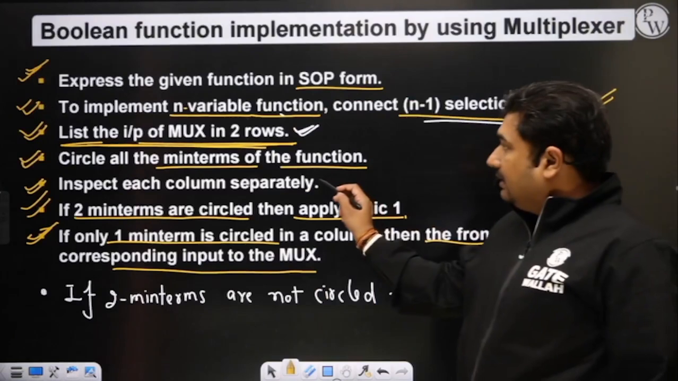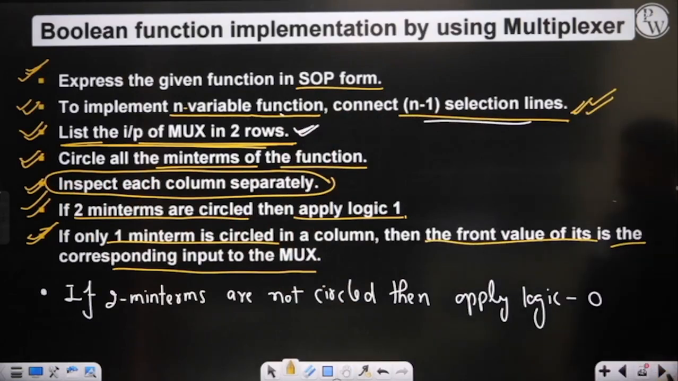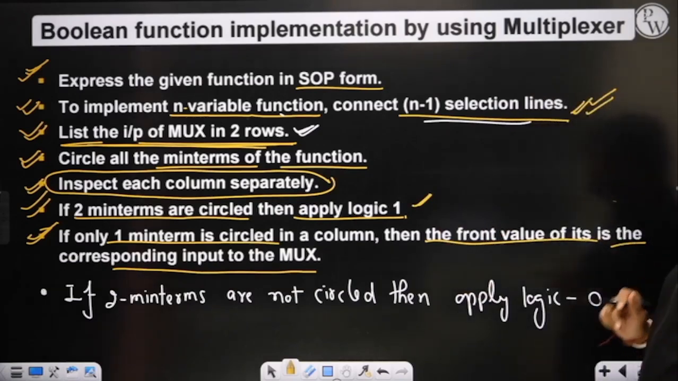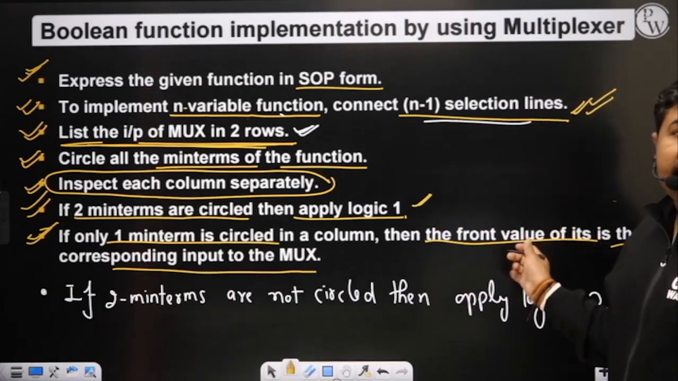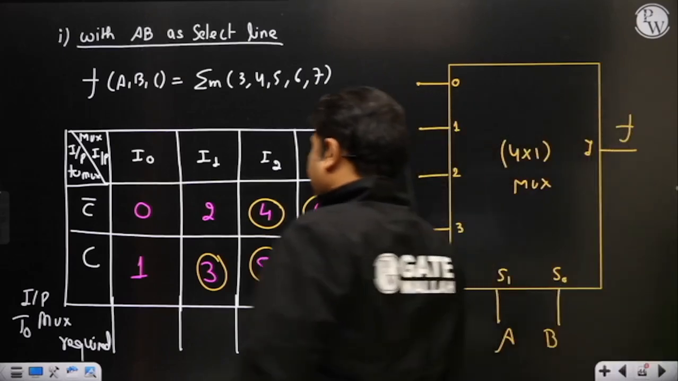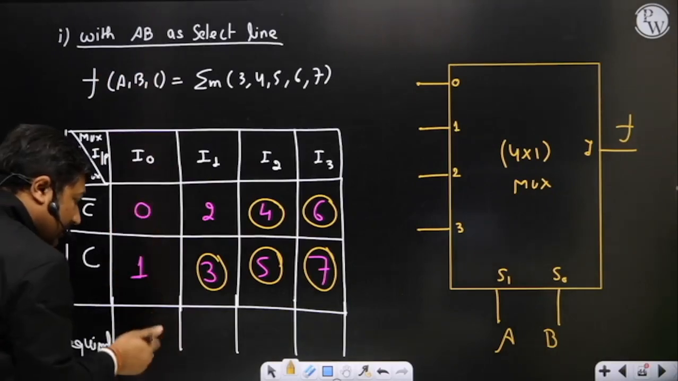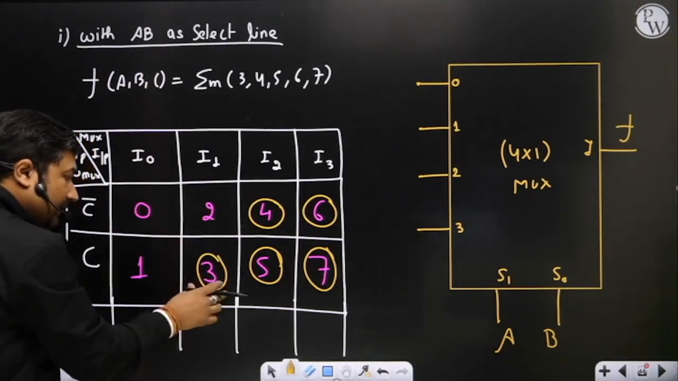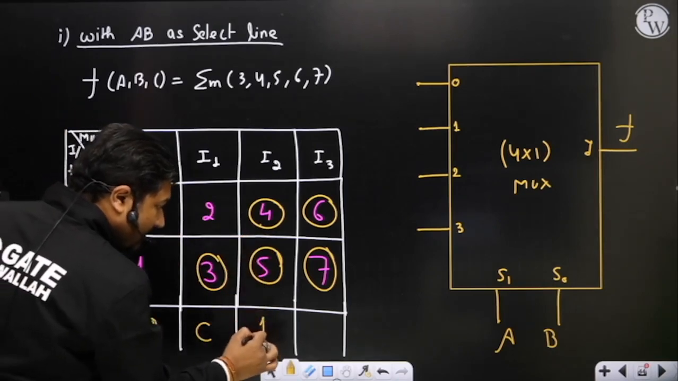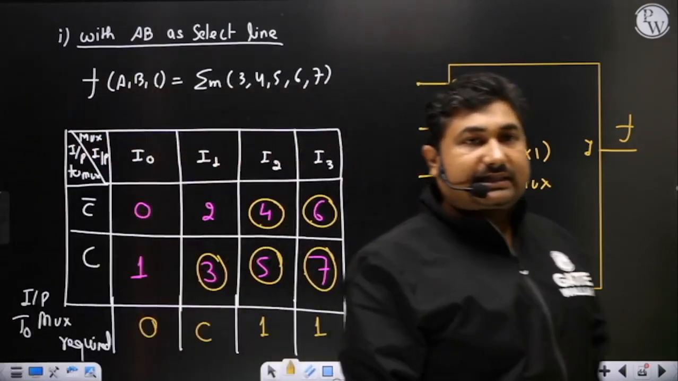Next is, inspect each column separately. So now I am going to inspect each column separately. If two minterms are circled, apply logic 1. If two minterms are not circled, apply logic 0. If one minterm is circled, then its front value is the corresponding input to the multiplexer. I am hoping now you are able to understand all the steps.